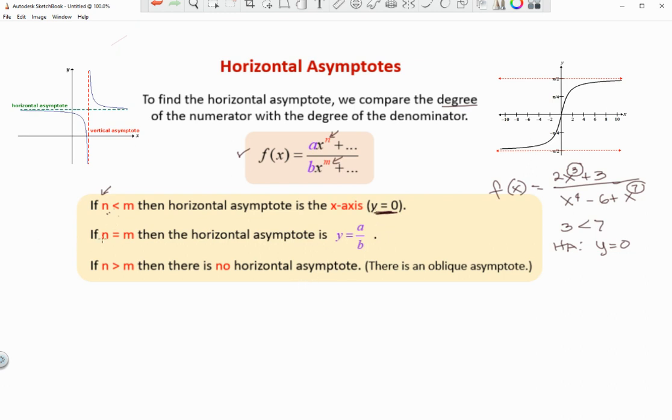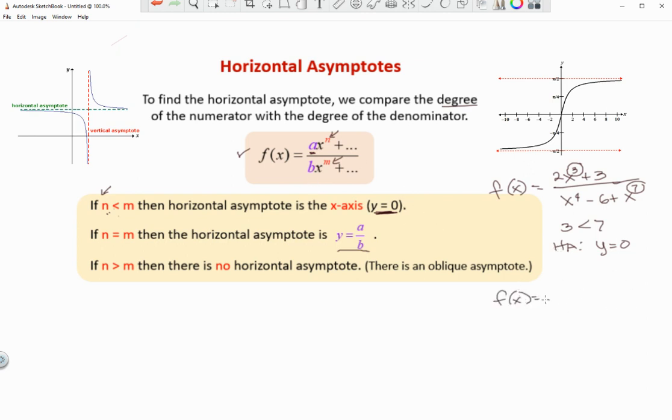Now, what if they have the same degree? Well, if they have the same degree, then your horizontal asymptote will have this equation: y equals a over b. Now, what is a and what is b? A is the coefficient of the term that has the highest degree in the numerator, and b is the coefficient of the term that has the highest degree in the denominator.